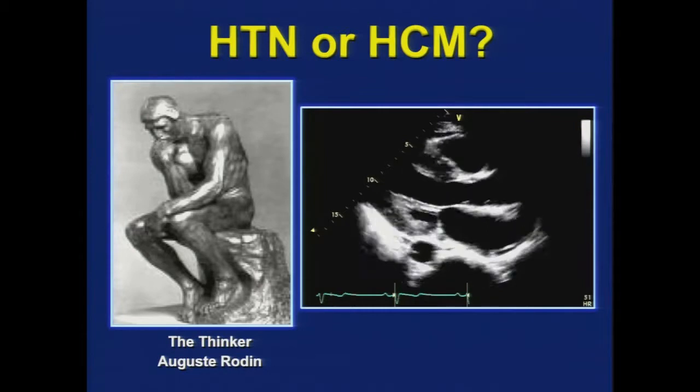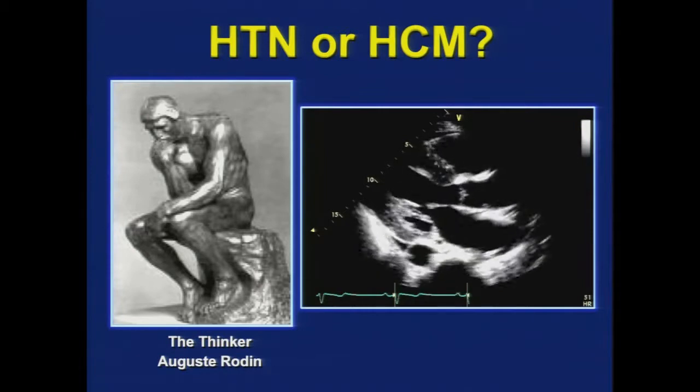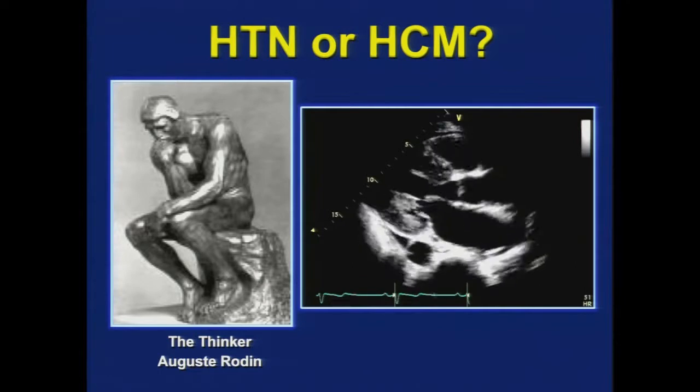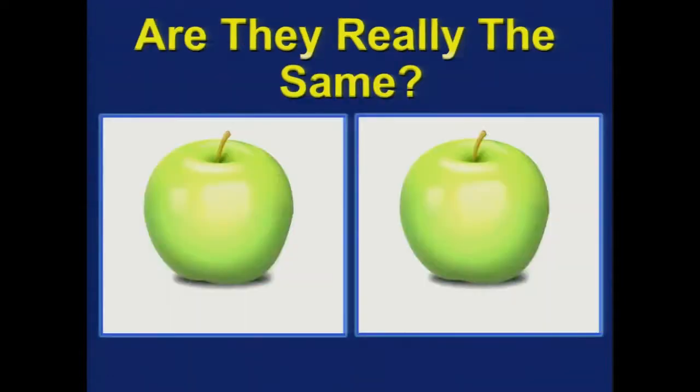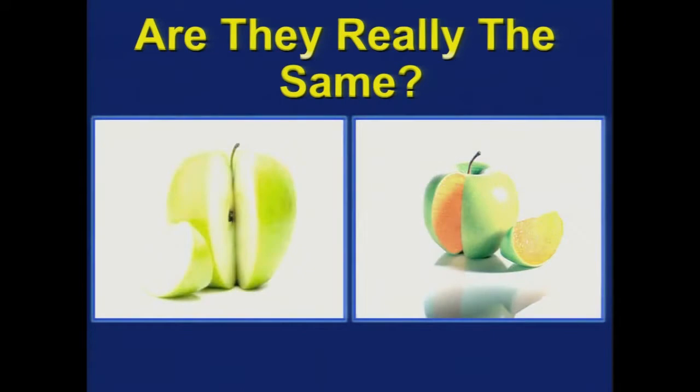Patients with hypertension, the walls look thick, but they're thick because of some neurohormonal stimulation and hemodynamic stimulation. So the question is, are they really the same? Phenotypically, they look the same. The walls are thick, but the insides are very different, right?